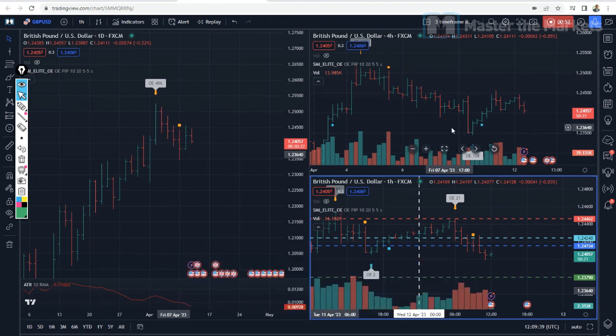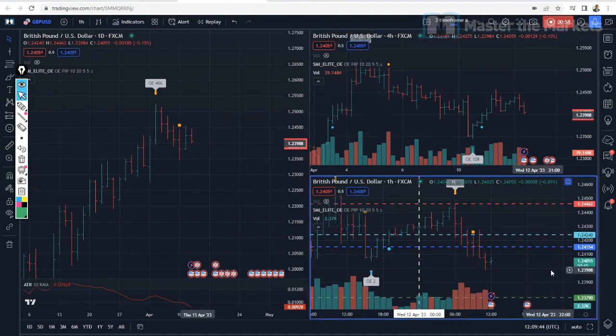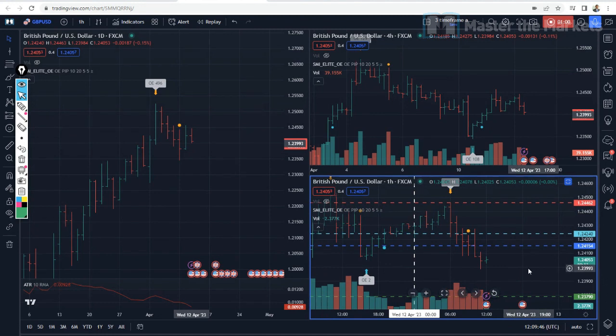So here we are traders on the cable position over here. How are we going to be managing this trade into the hour and into the subsequent hours? Now, let me first tell you the basis. I'm looking at the multi-time frame analysis here on TradingView. So this is the daily time frame, that's the 4 hour, and here is the 1 hour.